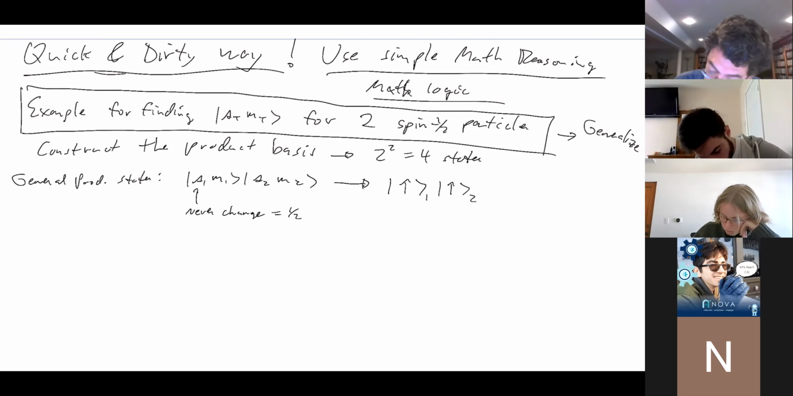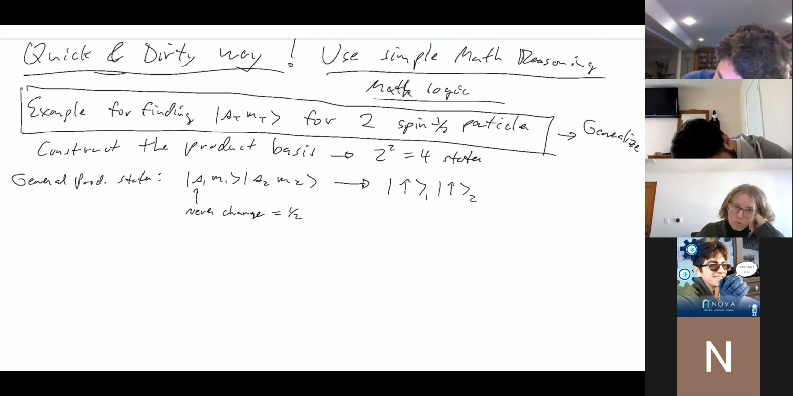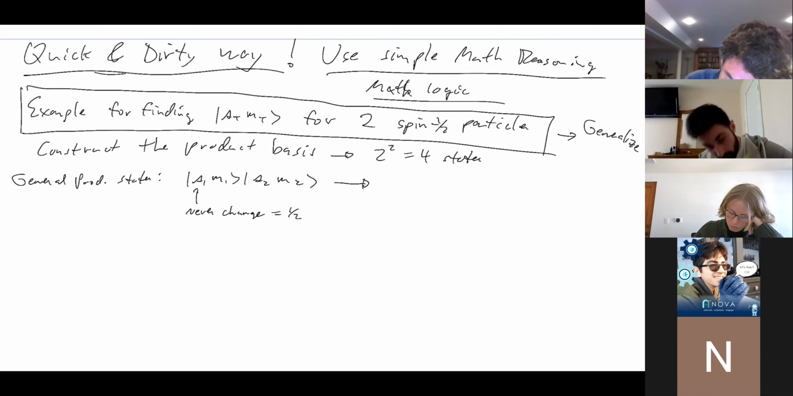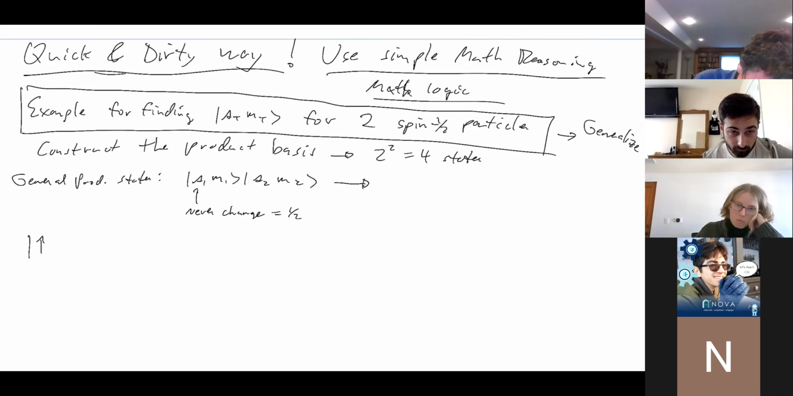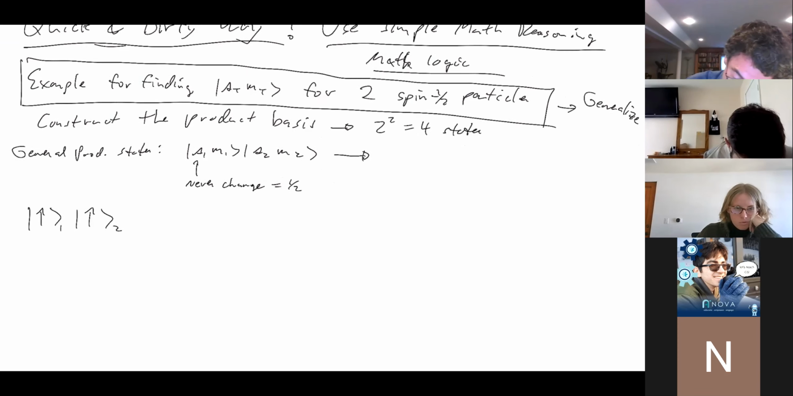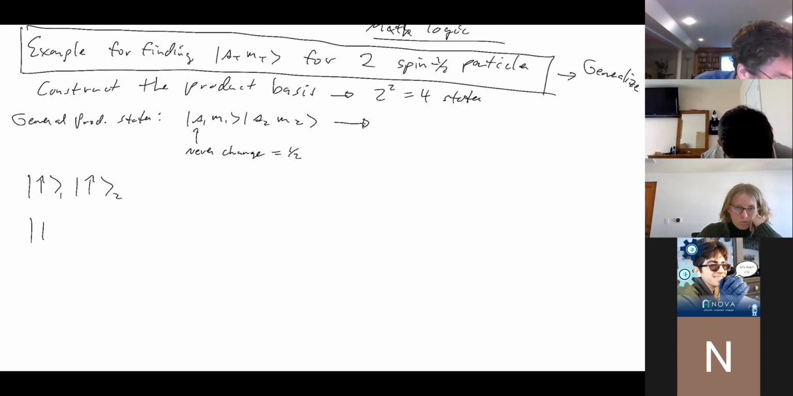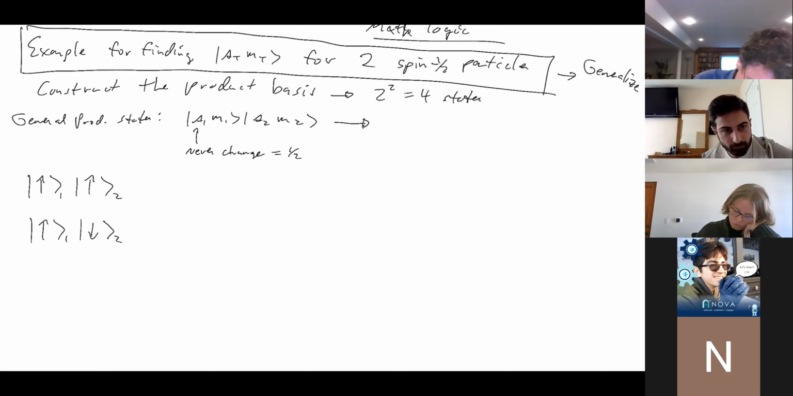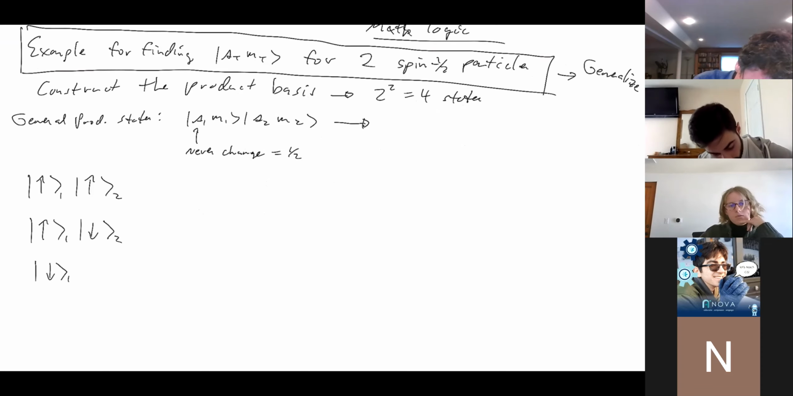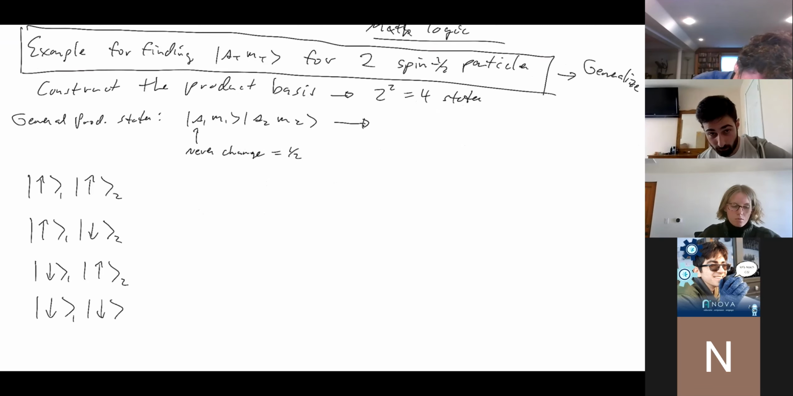And then, wait, I'm going to write it somewhere else to make it easier to write. I'm going to write it here. So up for particle 1 times up for particle 2 is 1 state. Or I can say up for particle 1 and down for particle 2 is another state. Or down for particle 1 and up for particle 2. Or down for particle 1 and down for particle 2. So those are the 4 product states. That's an easier way to write them, but that's still too hard.